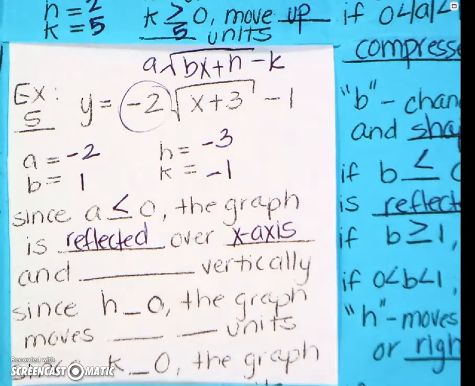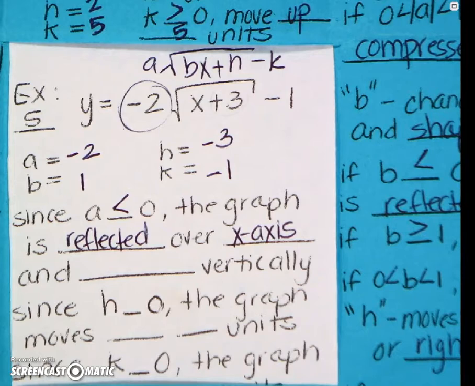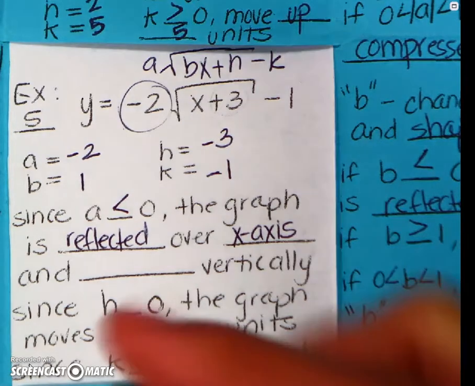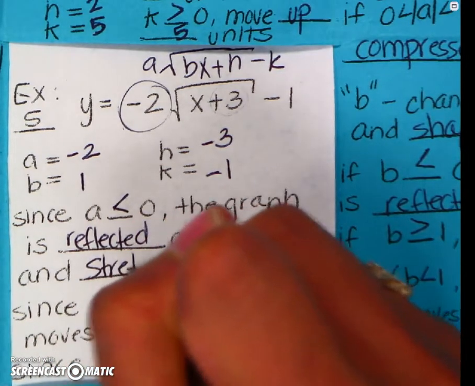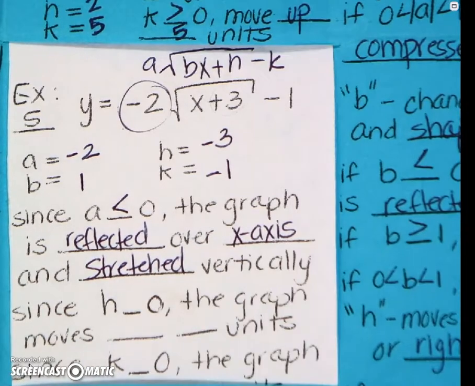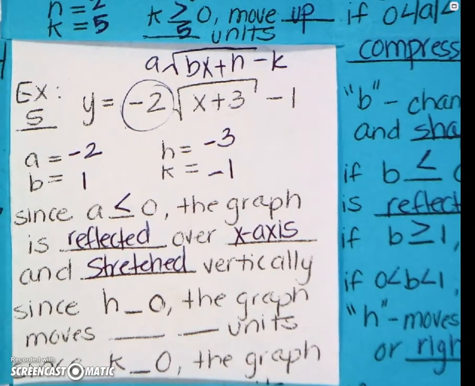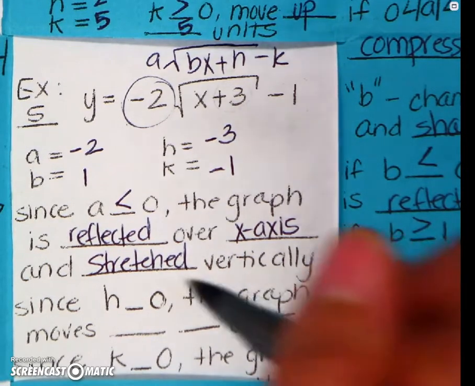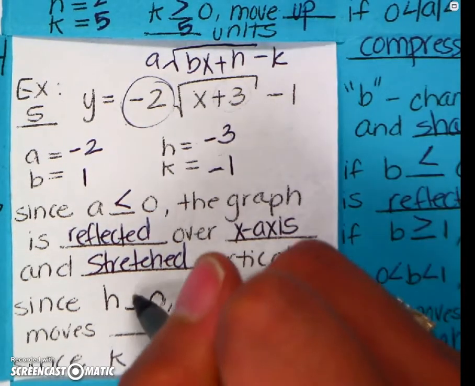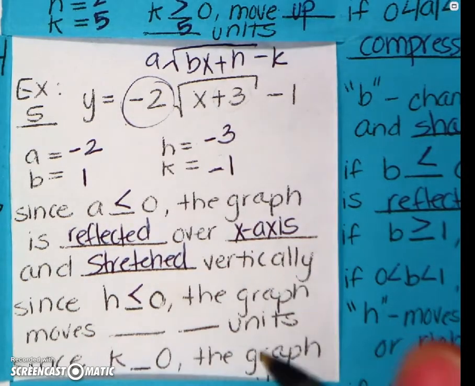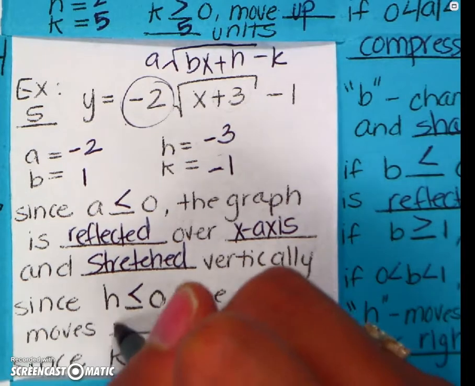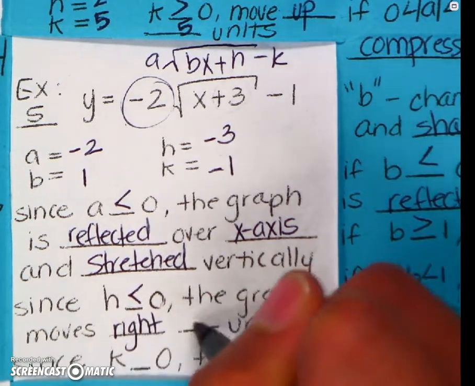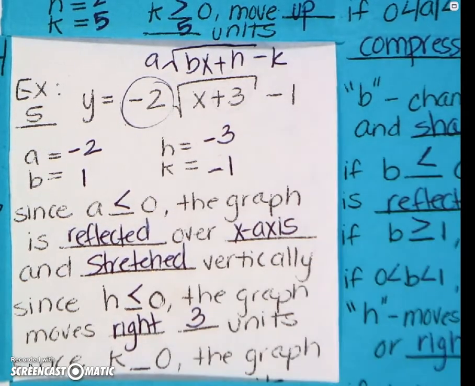And since a is greater than 1, the graph is also stretched vertically. Since h is greater than or less than 0? h is less than 0. The graph moves which direction? Moves to the right, the opposite of what you expect. Moves to the right 3 units.